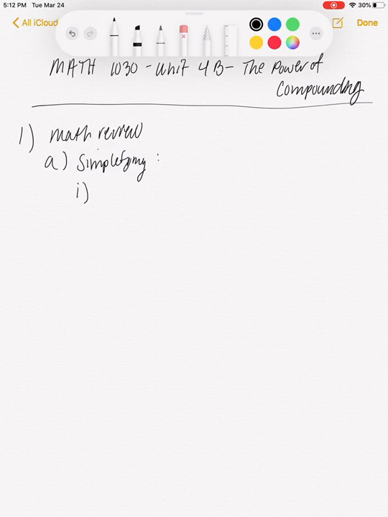Roman numeral 1, 3 to the 4th power is the same as 3 multiplied by itself 4 times. And so we have 3 times 3 is 9, 9 times 3 is 27, and 27 times 3 is 81. So that one's 81.